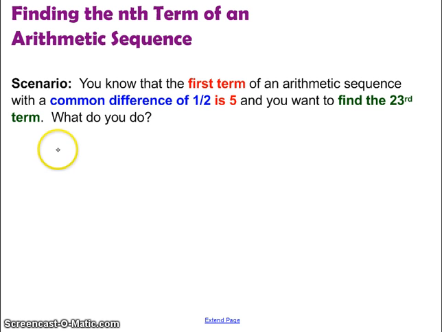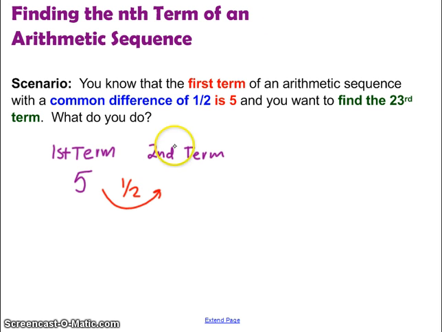So what you could do is you could say, well, I know that my first term is 5. And to get from that first term to the second term, what you have to do is add a half. So you could say, well, I'm going to jump over, add a half, and then what I'm left with is 5.5. And then to get to the next one, you would add half again and get 6, and you could keep doing this until you get to the 23rd term. But that would take an awfully long time.